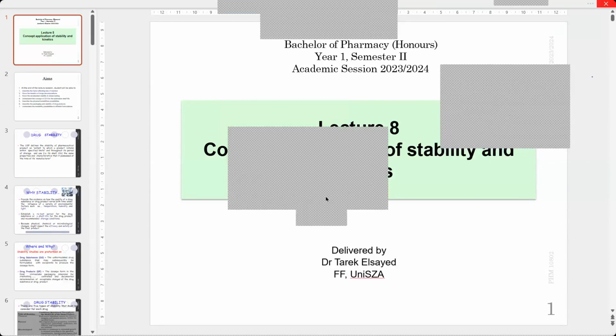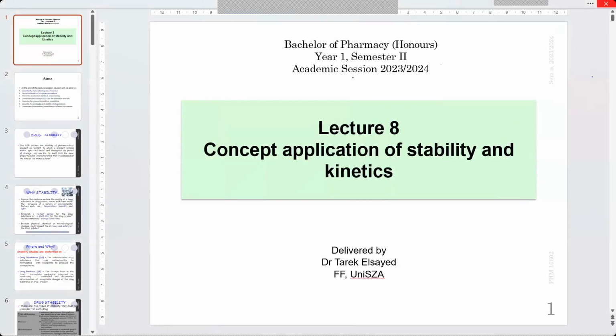Today, our last topic in this course, we will discuss applications of stability and kinetics, concept application of stability and kinetics.